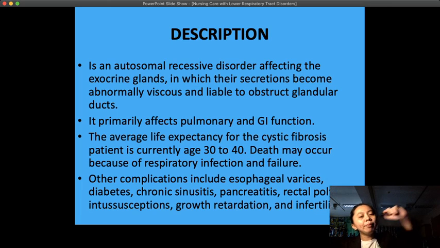It is an autosomal recessive disorder affecting the exocrine glands in which the secretions become abnormally viscous and liable to obstruct glandular ducts. It primarily affects pulmonary and GI function. The average life expectancy for the cystic fibrosis patient is currently age 32, 40. So death may occur because of respiratory infection and failure. So pakibasa na lang ng mga complications: esophageal varices, diabetes, chronic sinusitis, pancreatitis, rectal polyps, intussusceptions, growth retardation, and infertility.